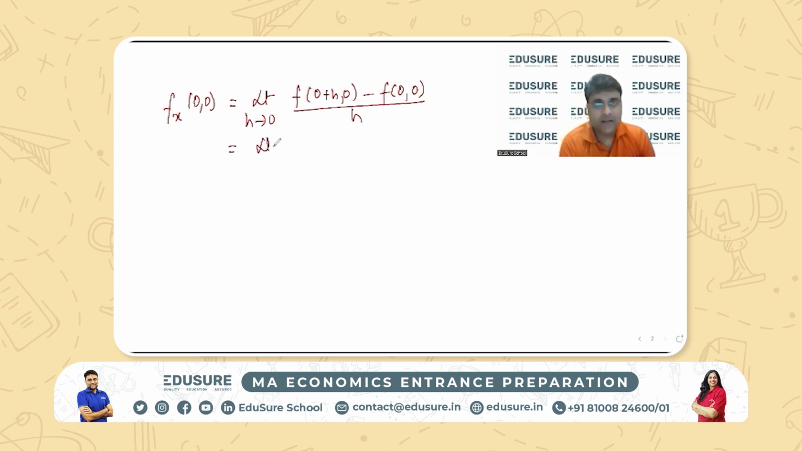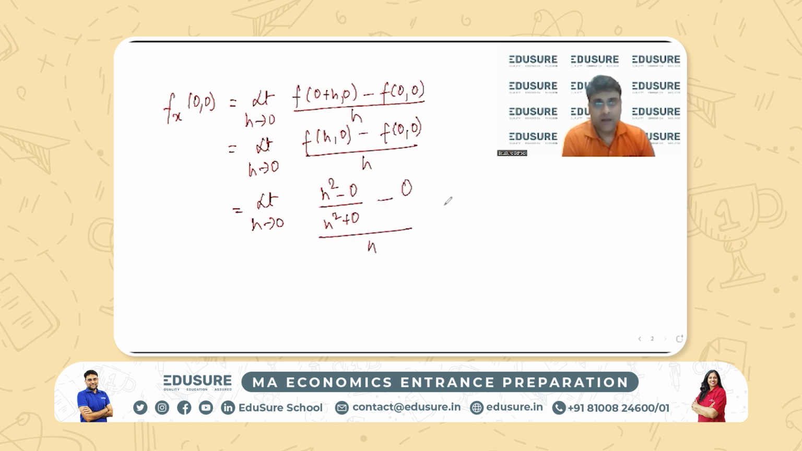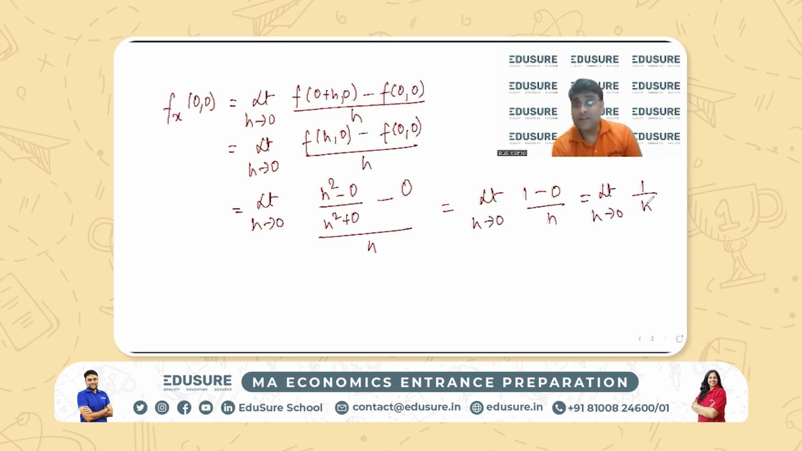पहले ये निकाल कर देखते हैं कि partial derivative exist कर रहा है या नहीं. f(h, 0) minus f(0, 0) by h. So h square minus 0 by h square plus 0, f(0, 0) value 0, by h. So this will be limit h tends to 0, 1 minus 0 by h. So this is 1 by 0 format. 1 by 0 format is limit does not exist. तो यहां पर fx at 0, 0 is limit does not exist.